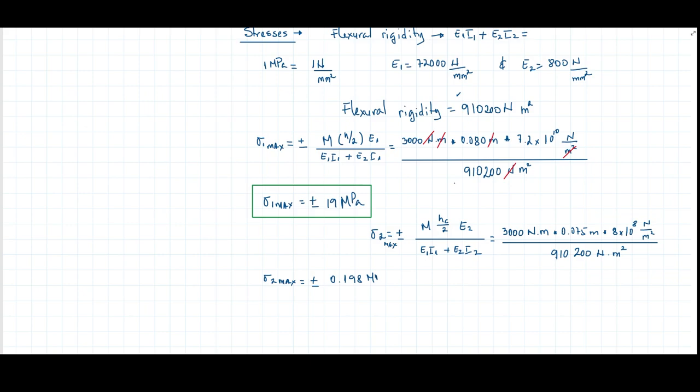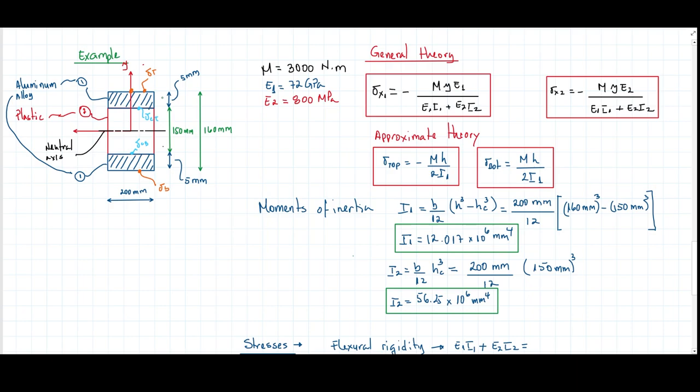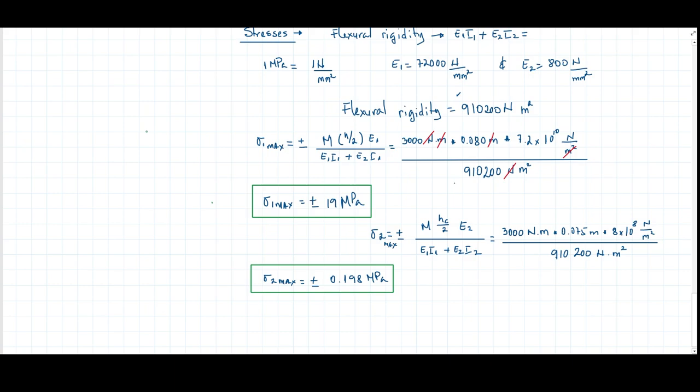So look at this, the stresses are mostly carried by the external plates, even though they are 5 millimeters thick compared to the 150 millimeters of the plastic. And how much is that? It's about 100 times larger. So in the metallic part, in the aluminum alloy part, the stresses are about 100 times larger than in the plastic part.